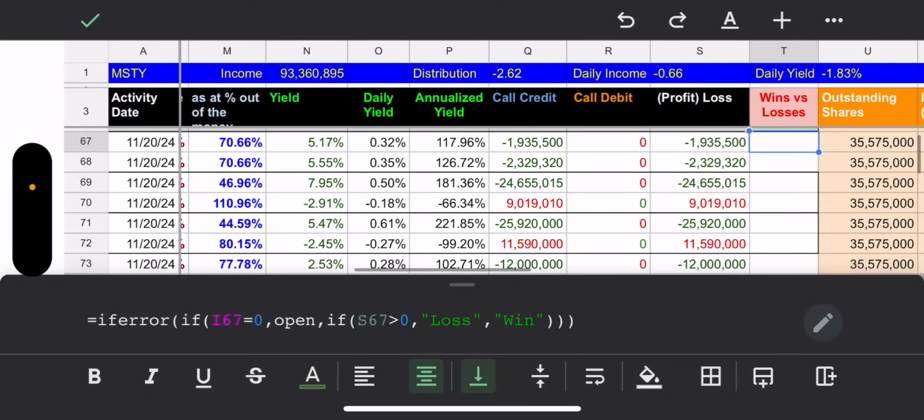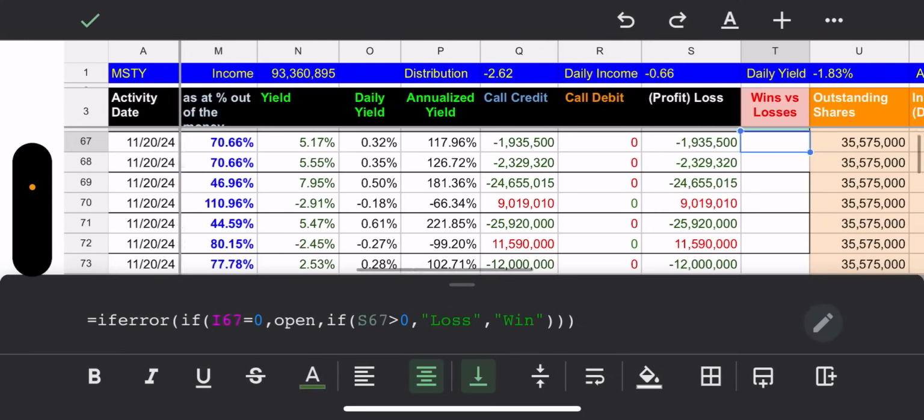So when they do, it'll calculate whether or not it's a win or a loss. If the value of the profit loss column in column S is a negative, it's a win. If the value of the profit loss column is a debit, a positive value, it's a loss. So that's automatic. All right.